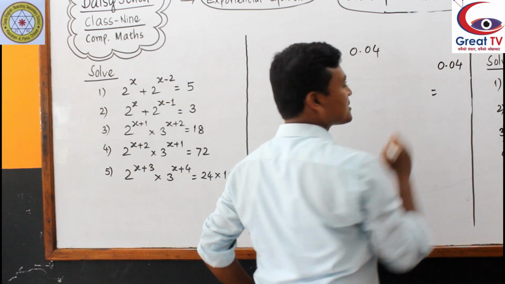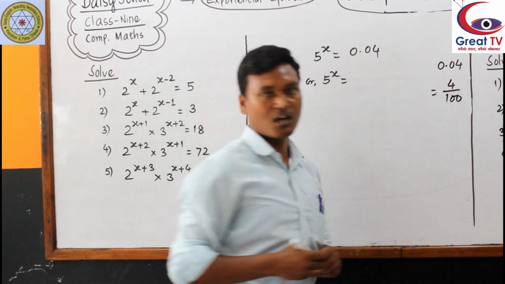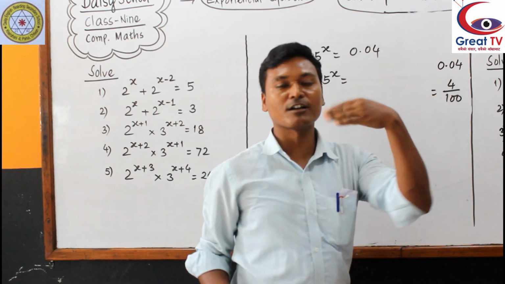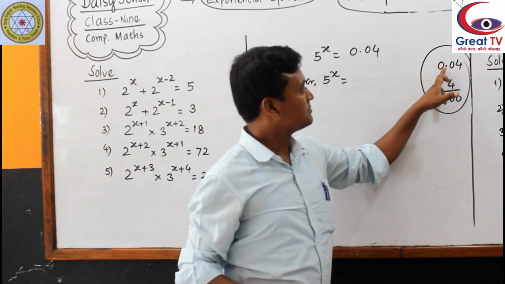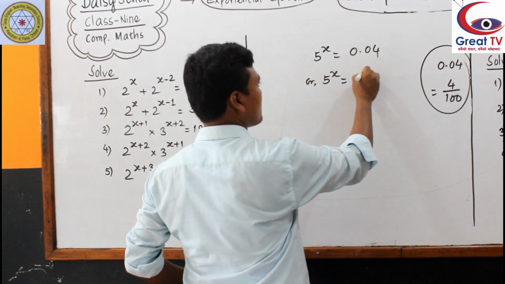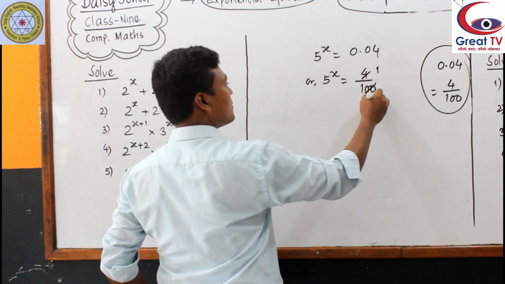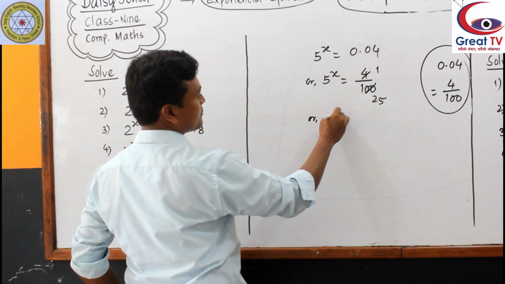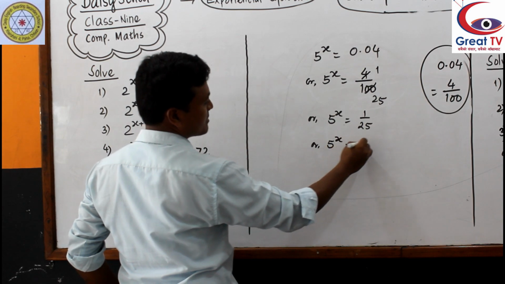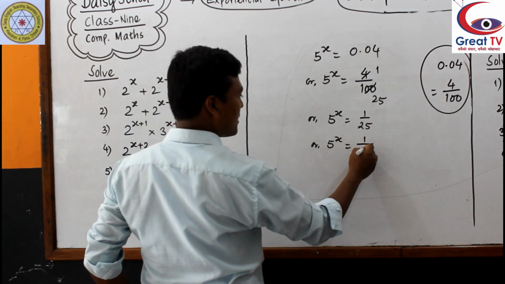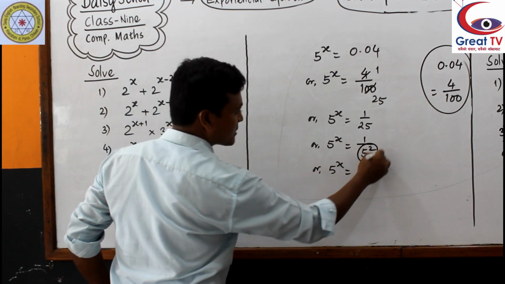When we change 0.04 into a fraction, it becomes 4 by 100. You read this concept already in previous classes. So 0.04 is 4 upon 100. Now simplify it: 4 ones are 4, 4 twenty-fives are 100. Well, 5 to the power x equals 1 upon 25. After this, 5 to the power x equals 1 upon 5 squared, since 25 means 5 squared. Then after this, 5 to the power x equals, take it up.